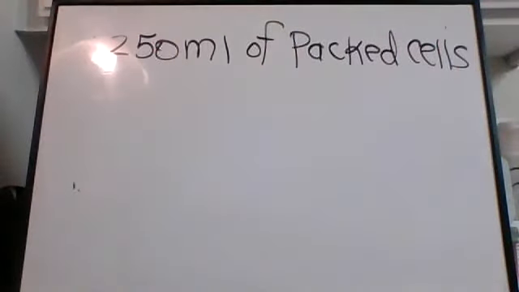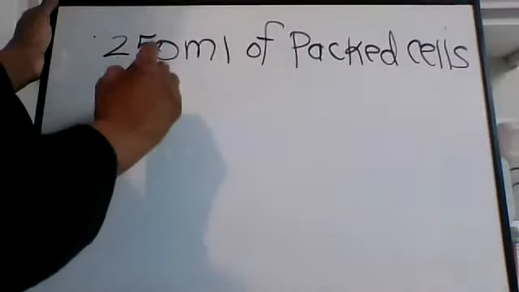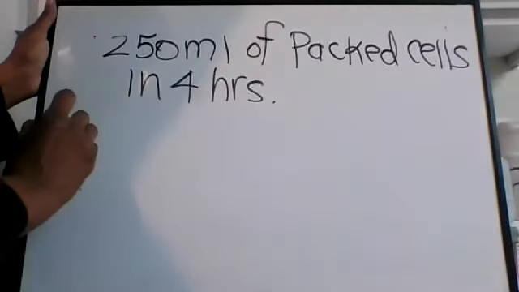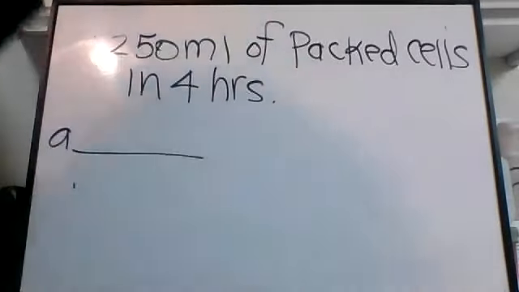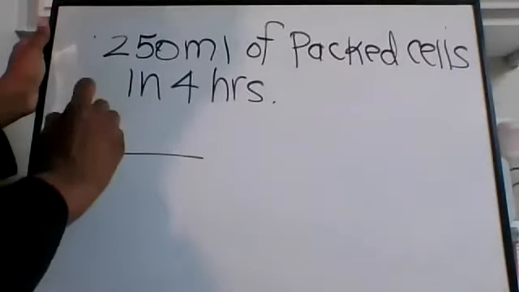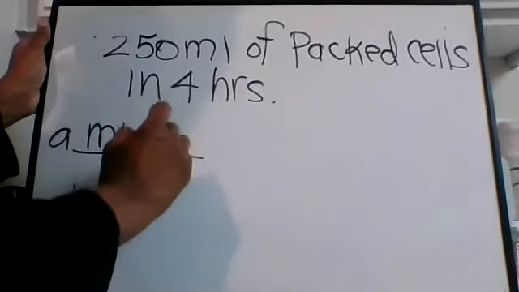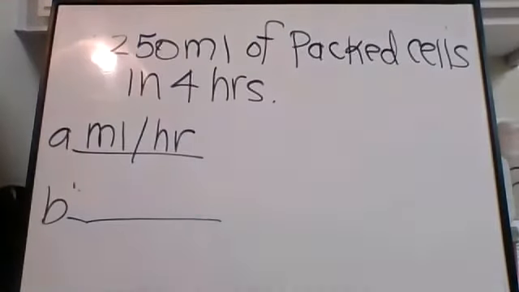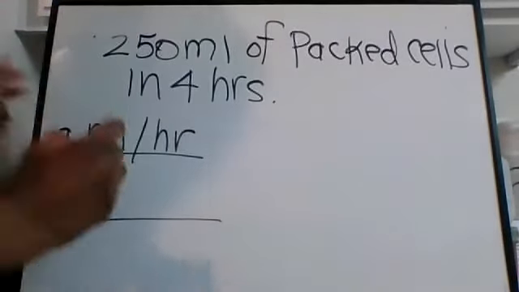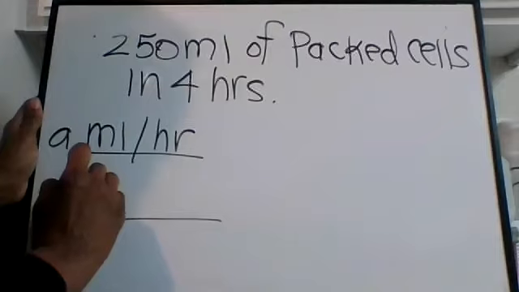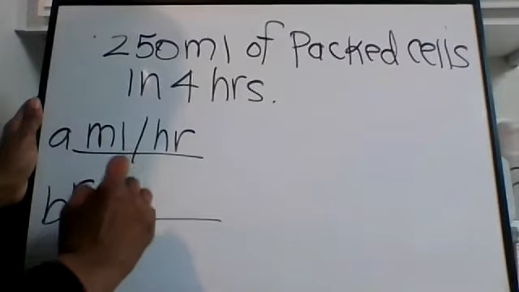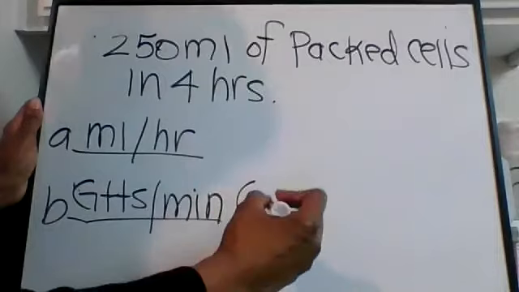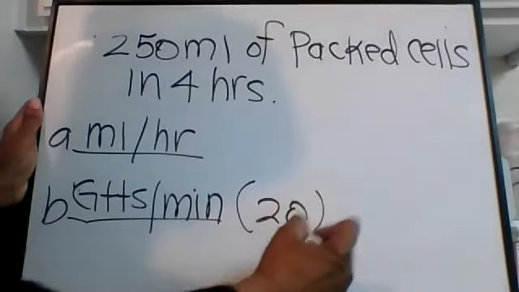All right, 250 milliliters of packed cells in 4 hours. Now, part A asks what the milliliters per hour are. And then B is asking you the drops per minute, okay? And it's actually including the drop factor, which is 20, okay?